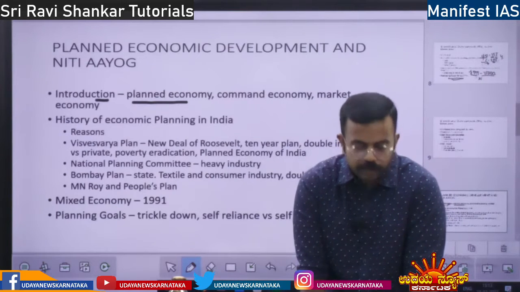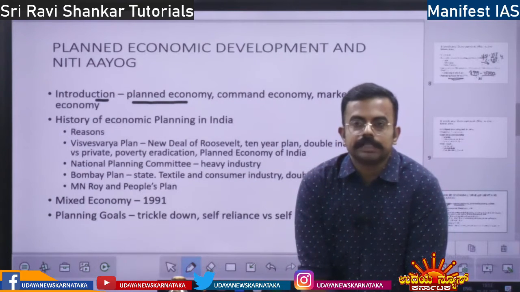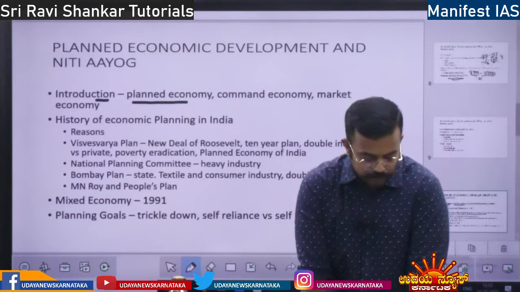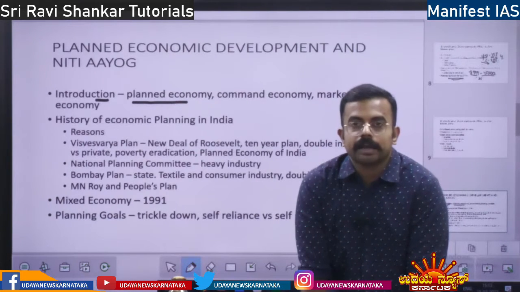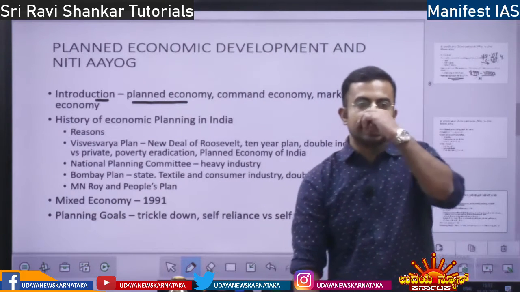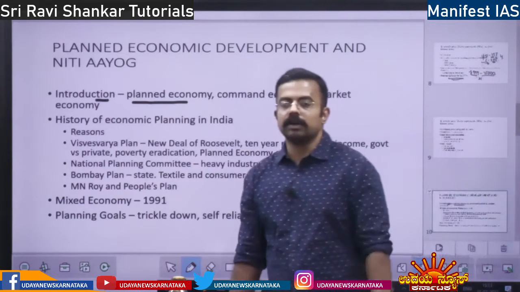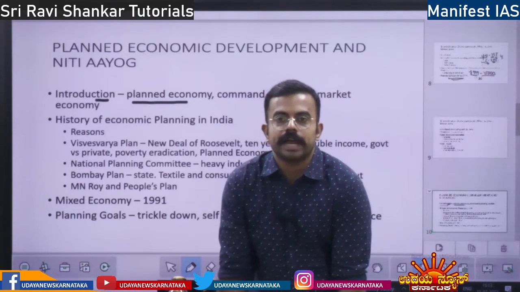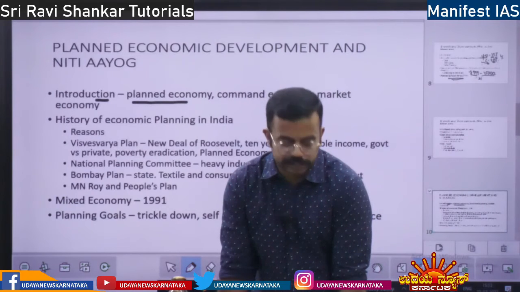So does economy take place haphazardly? When it comes to the government handling the economy, can the government handle the economy in a haphazard way? The way it wants to handle, can it handle without any restrictions?